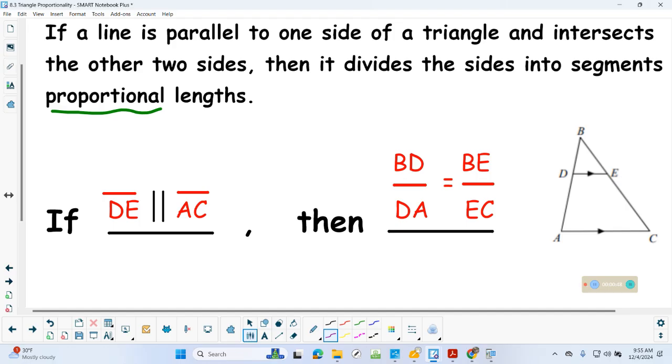For some reason, I think this is one of the easier sections of the four because it's so simple to set up. I don't have to read a similarity statement and match up all these letters. This is always going to be the situation. So look at your sides. DB over DA. You just stay on the same side and write those over each other, and then you equal BE over EC.